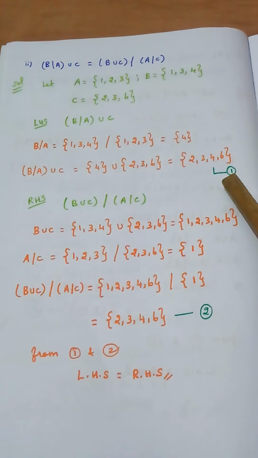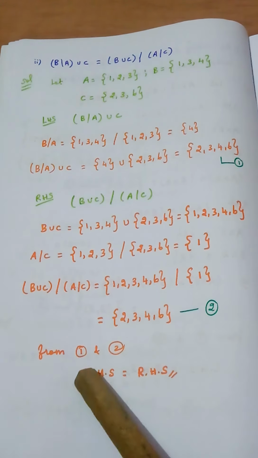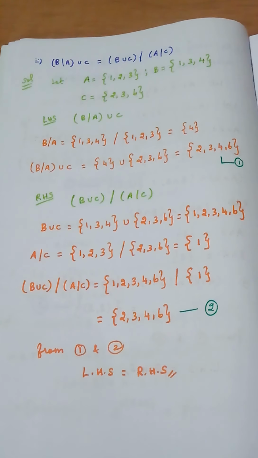This is equation number 1, which is LHS. They are giving once again the same answer. So we will say from 1 and 2, LHS and RHS are equal. I hope you will understand this.